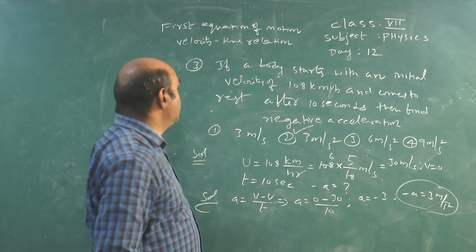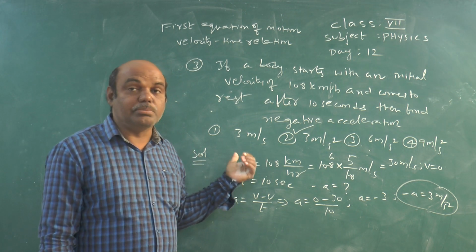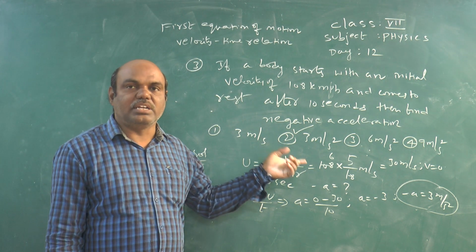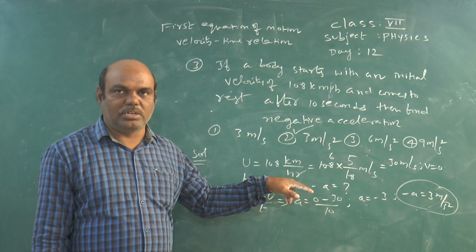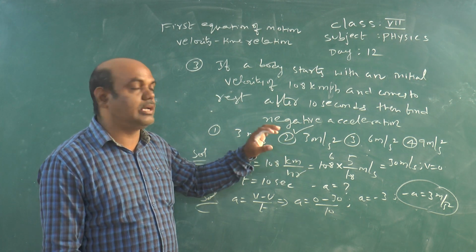So the second option is correct. In the first option, 3 is okay, but the unit is meter per second. That's why the first option is not correct. In the second one, 3 meter per second square, the unit is correct and the magnitude is also correct. That's why the second option is correct.